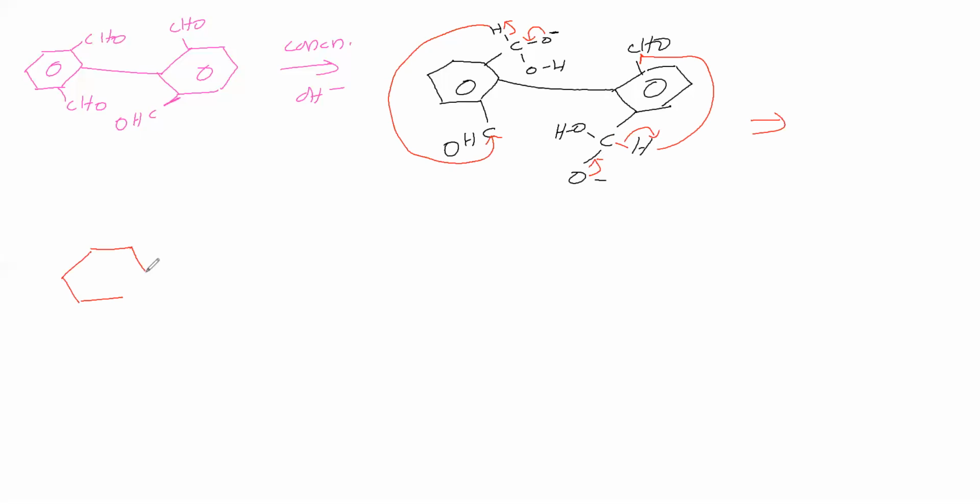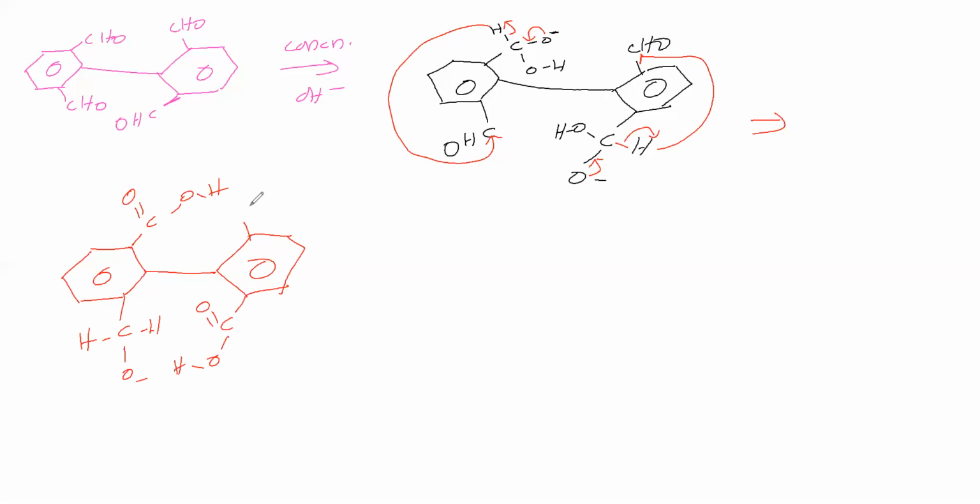Here phenyl ring. Here another phenyl ring. This part becomes carboxylic acid. This part becomes alkoxide. That means CH2O minus. Then here this part becomes carboxylic acid. This part becomes alkoxide, CH2O minus. Correct?